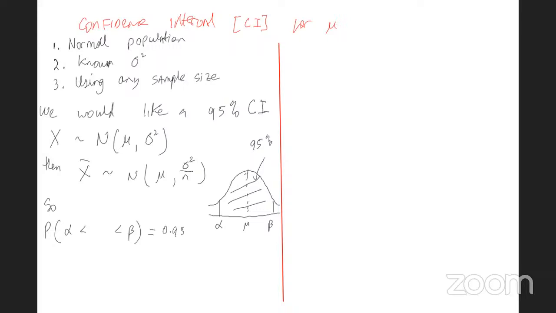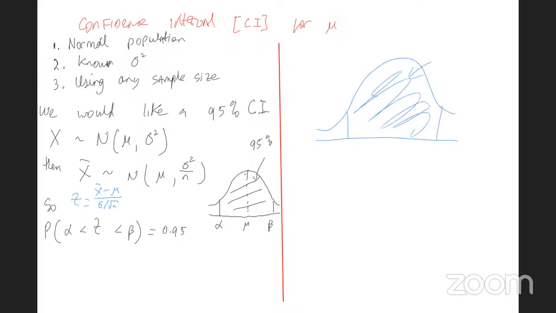But remember, this is for the standard normal. So I should have Z here, right? You'll remember how to standardize. To standardize, it will be X bar minus mu all over sigma on root n. Right? That's the way it's standardized. Okay, so how do I get that value for alpha and beta? So watch here. This value here is what? That value there is 0.95, right?